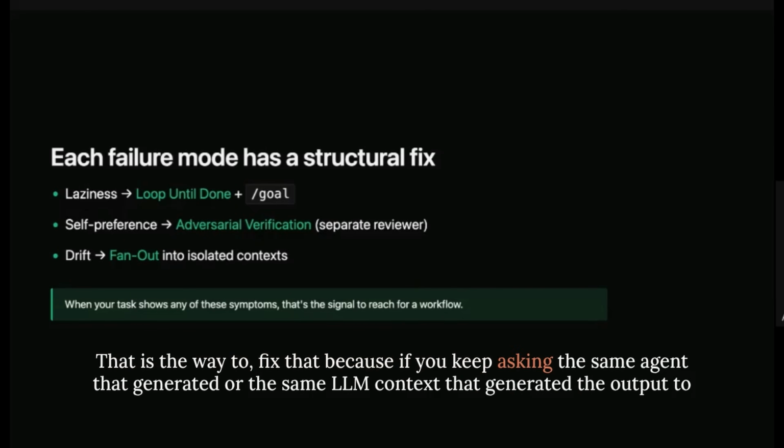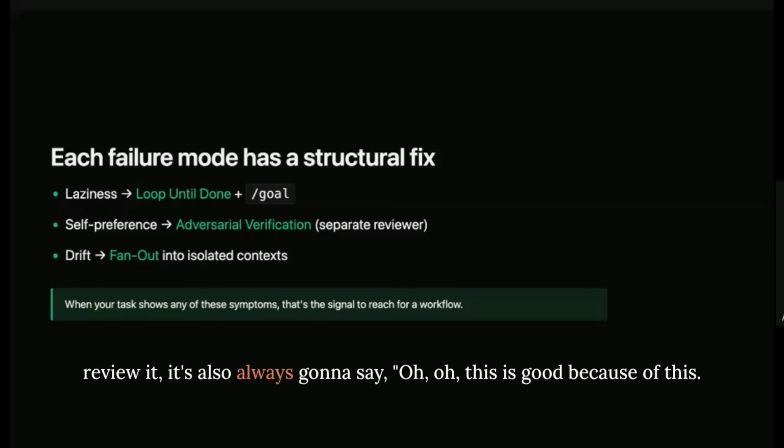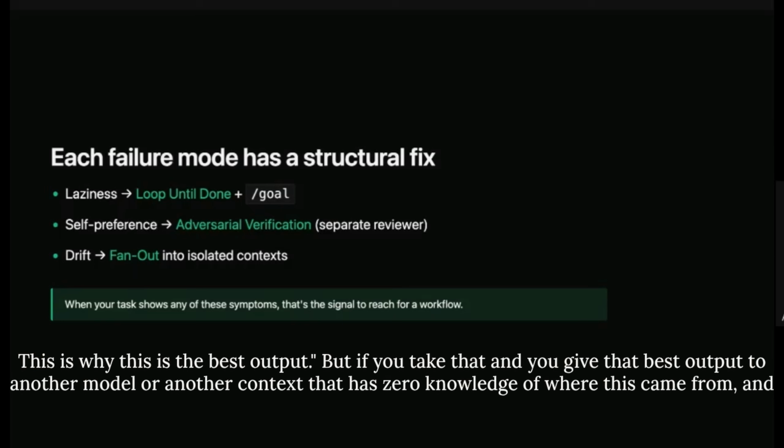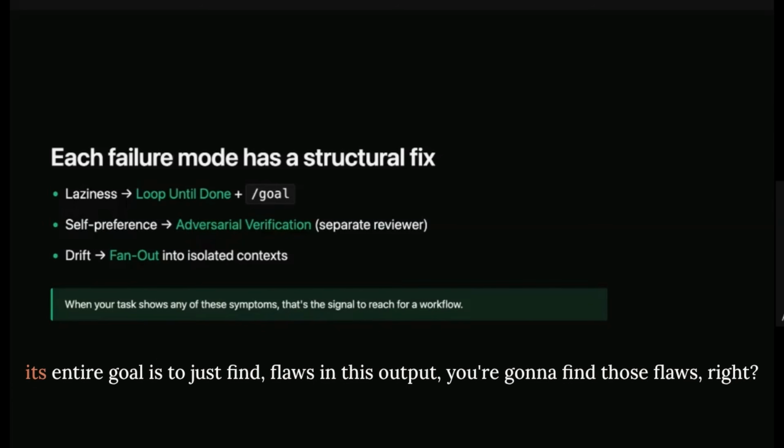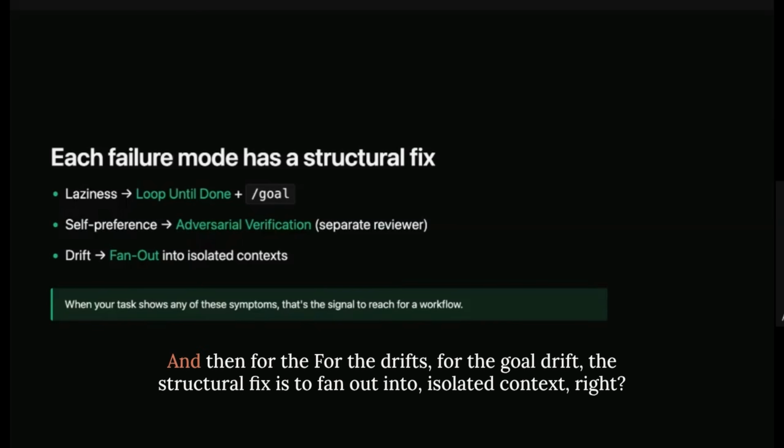Because if you keep asking the same agent that generated, or the same LLM context that generated the output, to review it, it's also always going to say, oh, this is good because of this. These are the strengths. This is why this is the best output. But if you take that best output and give it to another model or another context that has zero knowledge of where this came from, and its entire goal is to just find flaws in this output, you're going to find those flaws, right?